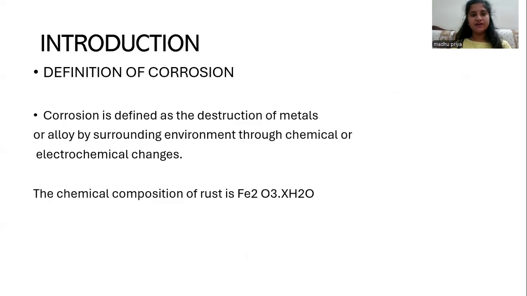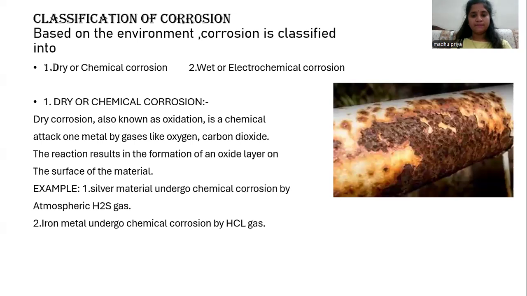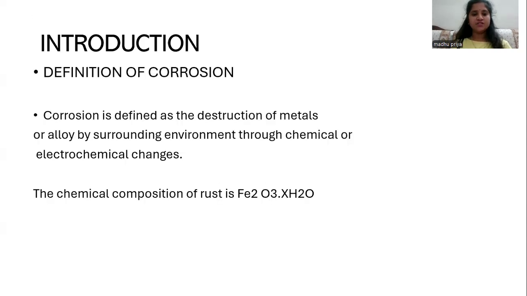Introduction. Definition of corrosion: corrosion is defined as the destruction of metals or alloys by the surrounding environment through chemical or electrochemical changes. The chemical composition of rust is Fe2O3·xH2O.